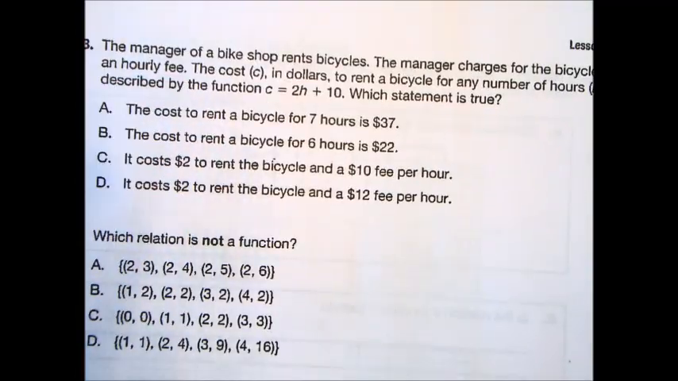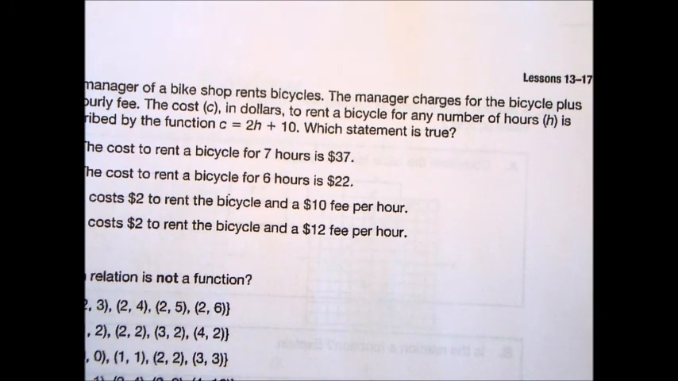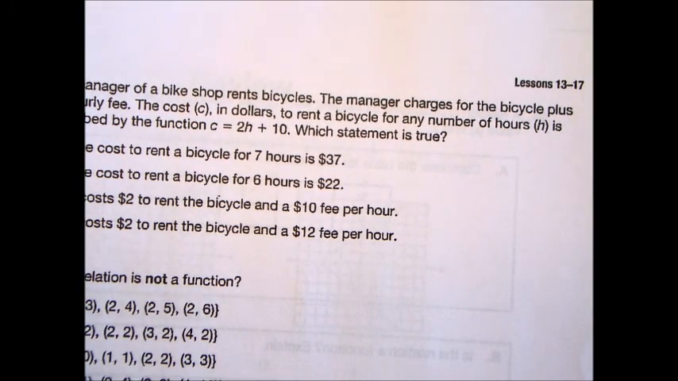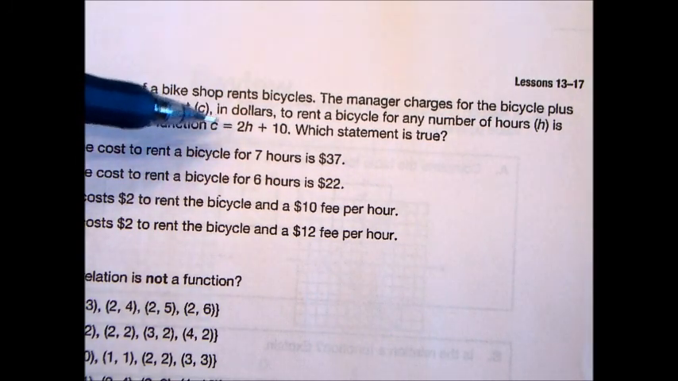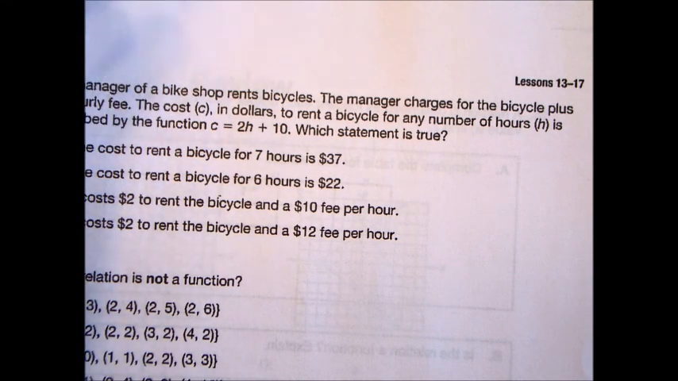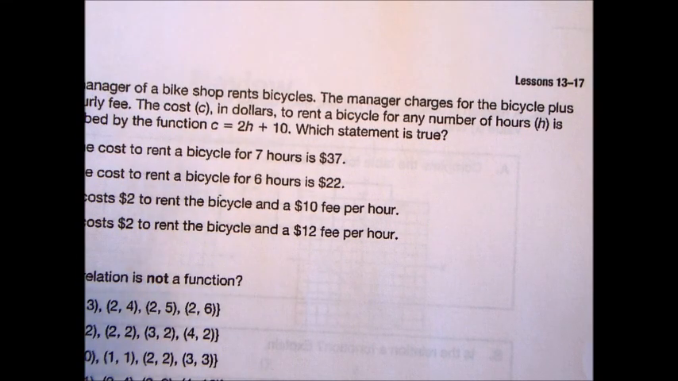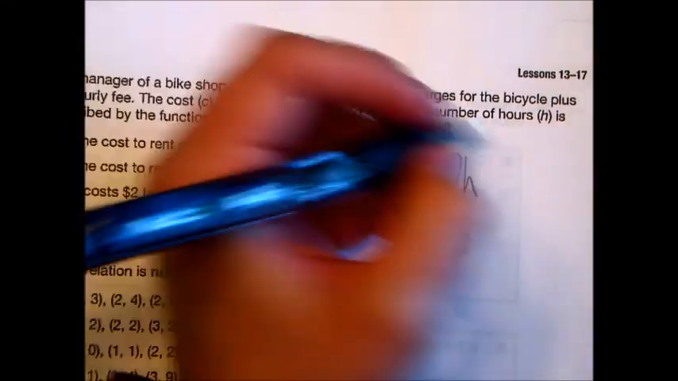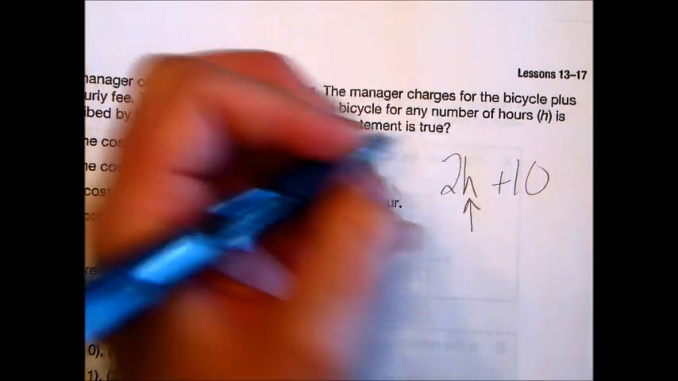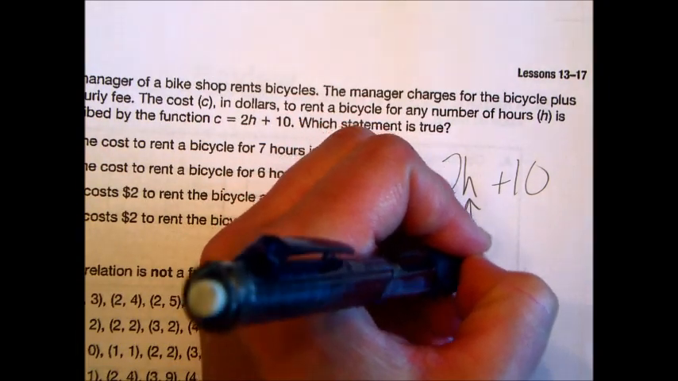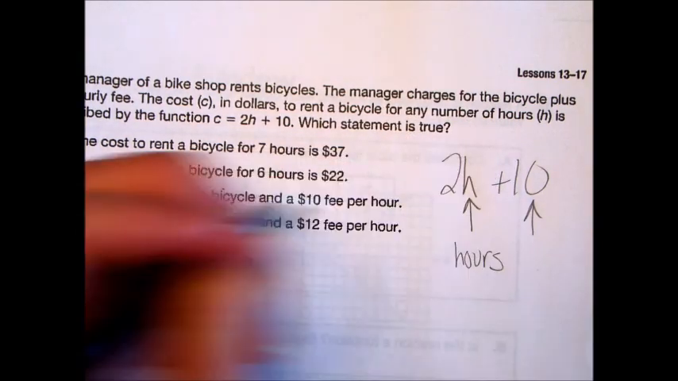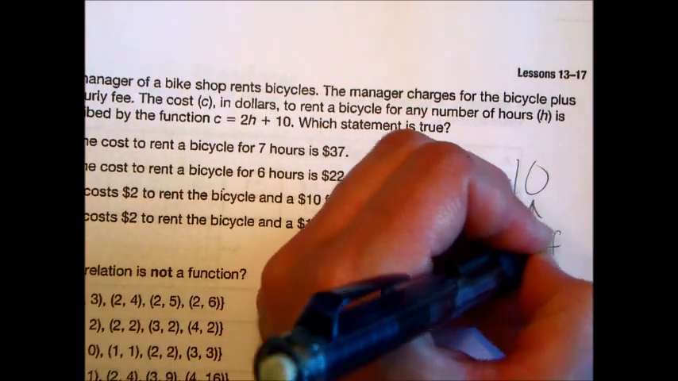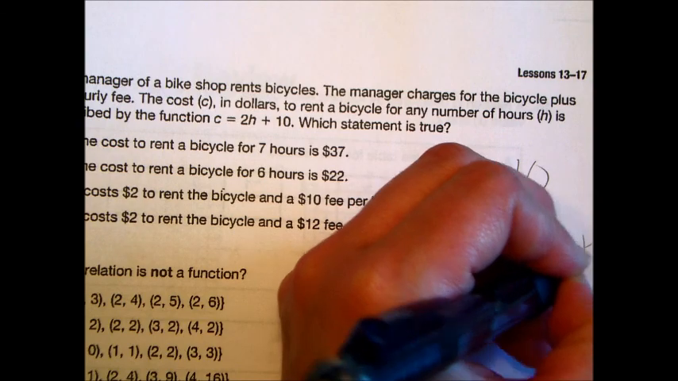Number 13, the manager of a bike shop rents bicycles. The manager charges for the bicycles plus an hourly fee. An hourly fee, that's going to be, oh, and look, they even give you the function here. That's nice. They might not usually do that. The cost to rent a bicycle depends on how many hours you have, and so that's the function. What statement is true? So we have 2h, and then we have plus 10. Remember, h is how many hours you have the bike, okay? And 10 is the, no matter what, it's just the upfront cost. So you pay $10 no matter what.